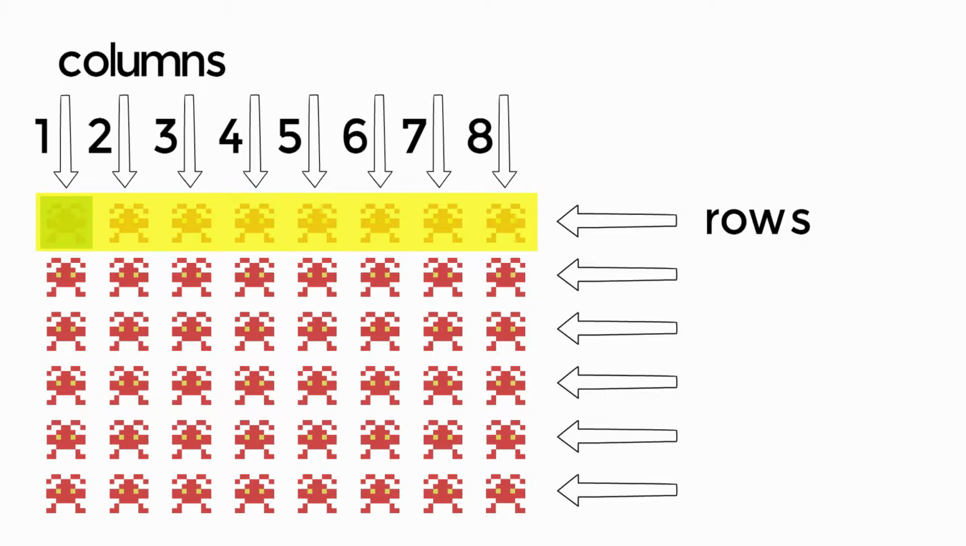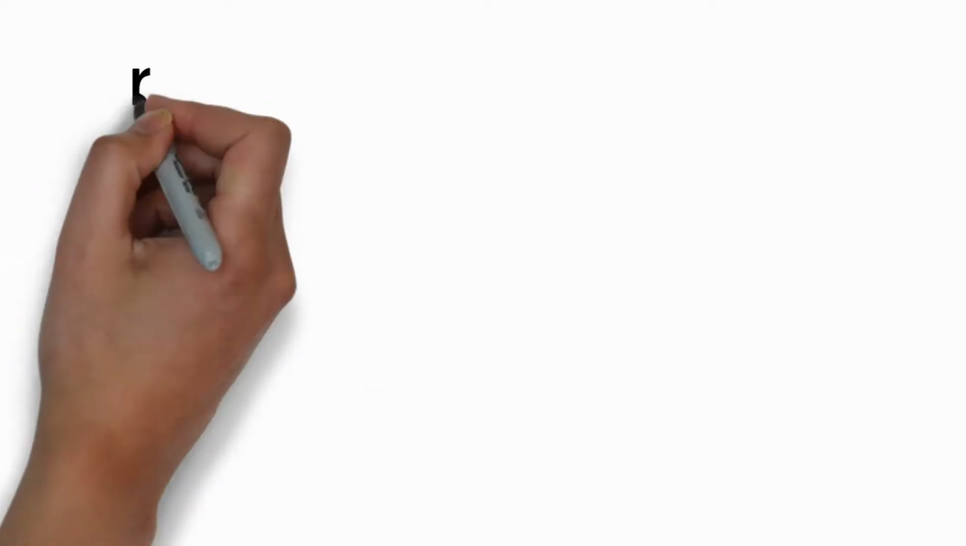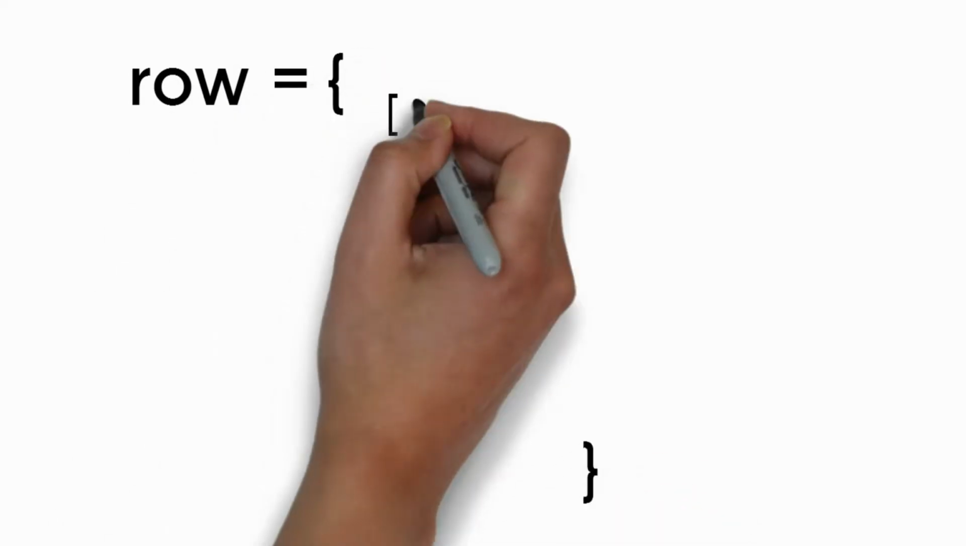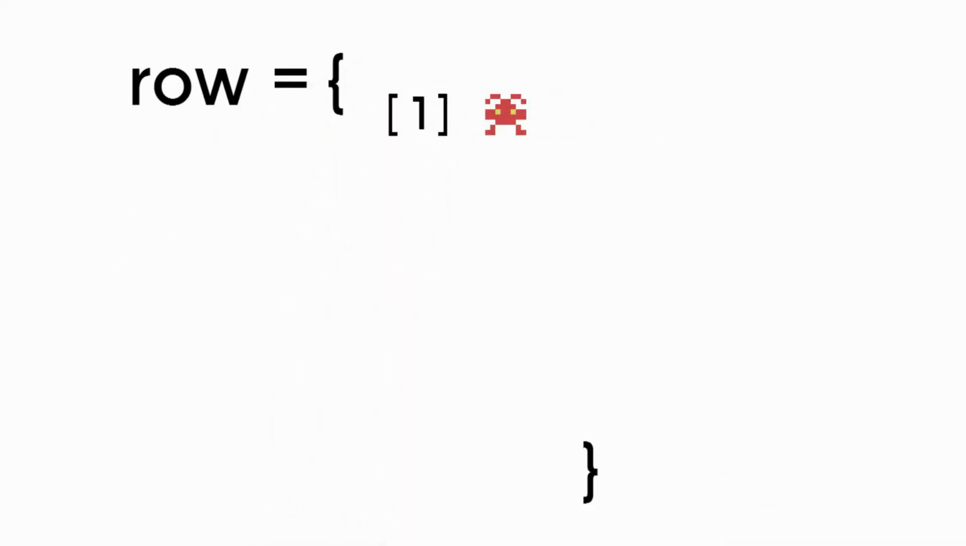We already know that we can store a set of objects using an array, just the same way that we did with our multiple bullets for the player firing system. So we can create a row array which will contain 8 elements or 8 slots, and each of those will contain one alien object.